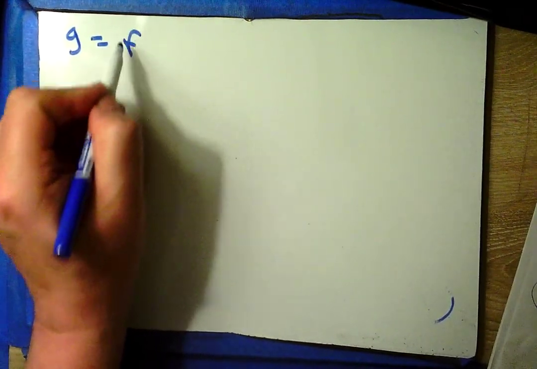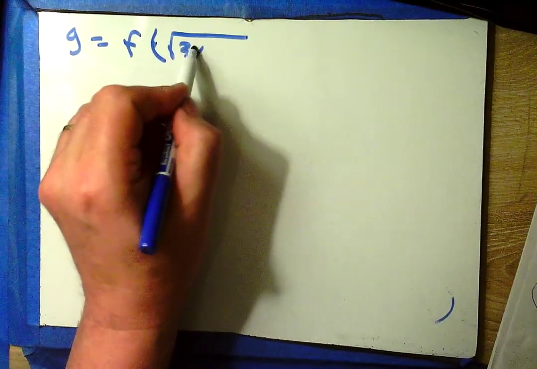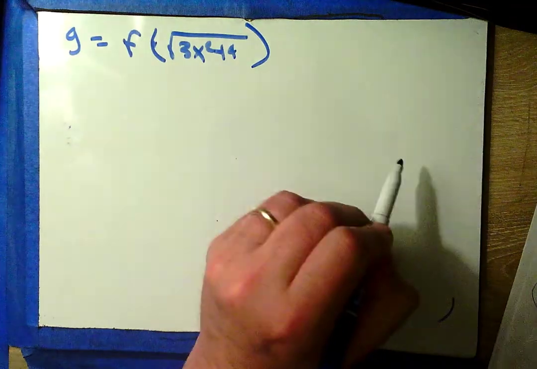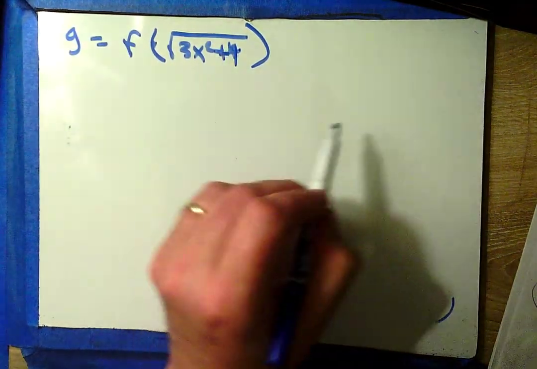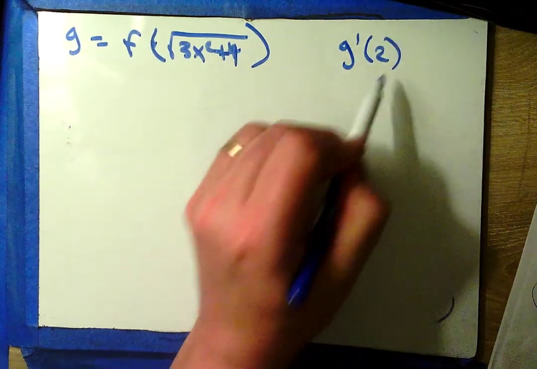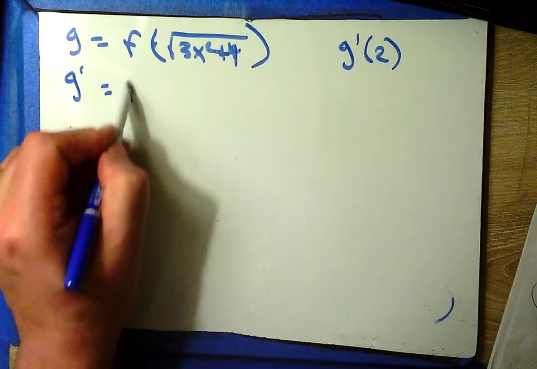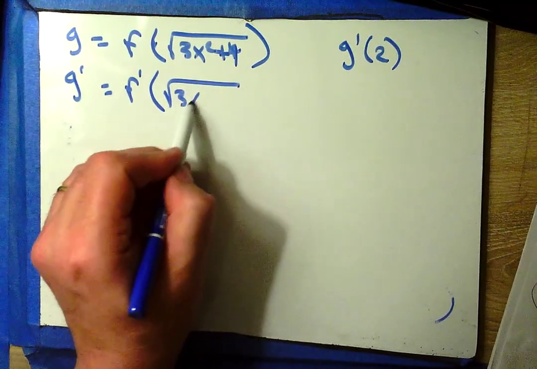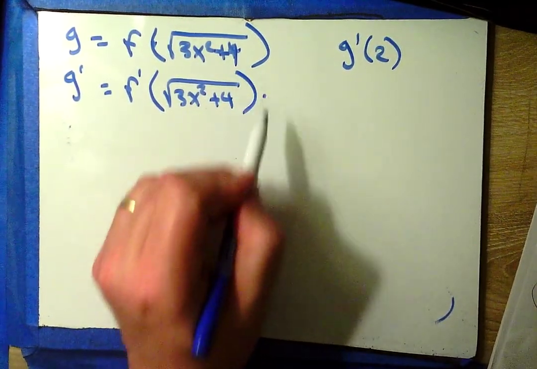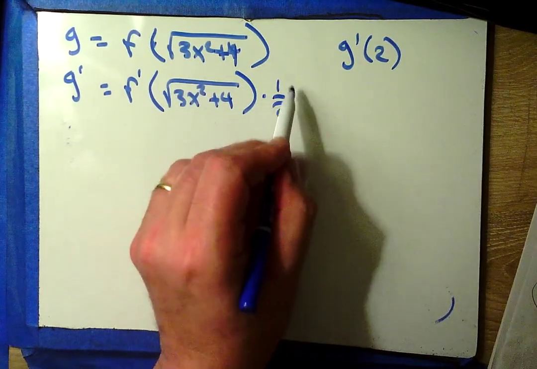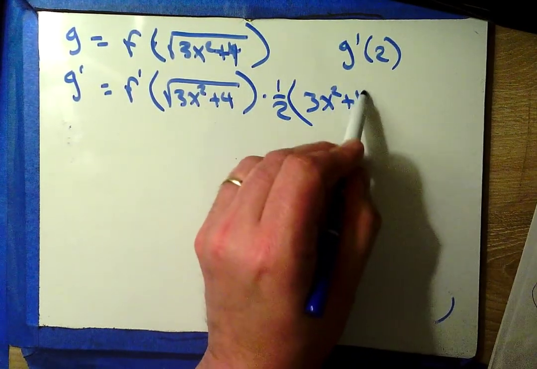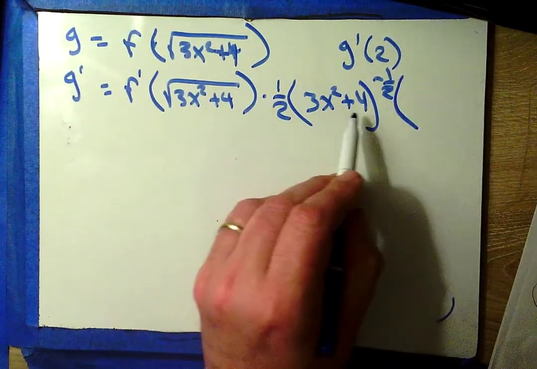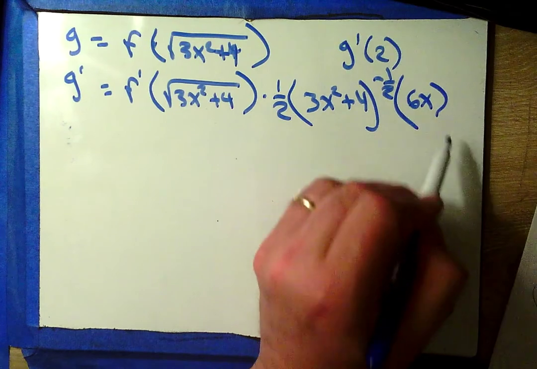Let's see about doing B. Oh, there's B. B says G is defined as f of the square root of 3x squared plus 4, and we'd like to know G prime of 2. So G prime is f prime, leave that stuff alone, times the derivative of the square root, times the derivative of that innermost function, which will be 6x.